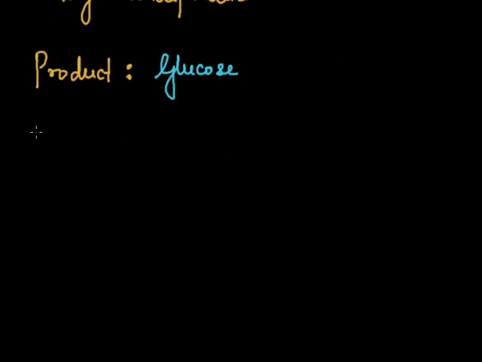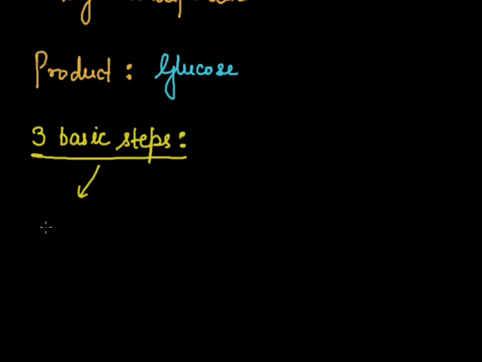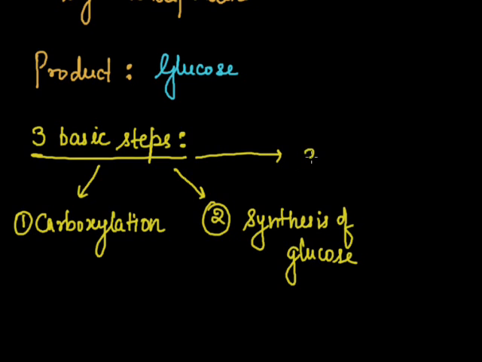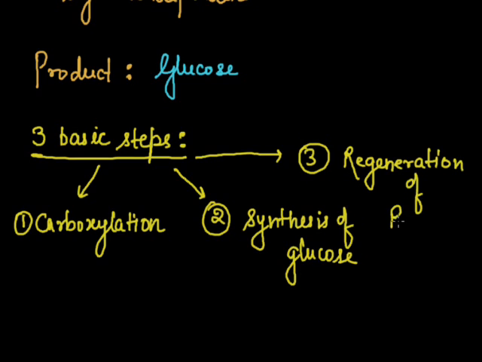So, there are three basic steps. The first step is carboxylation. The second step is synthesis of glucose. And the third step is regeneration of RuBP.